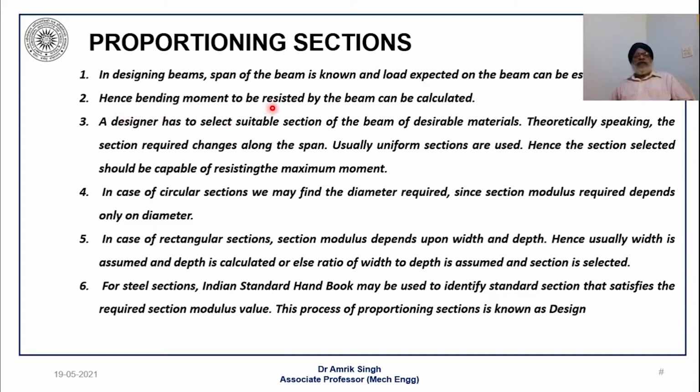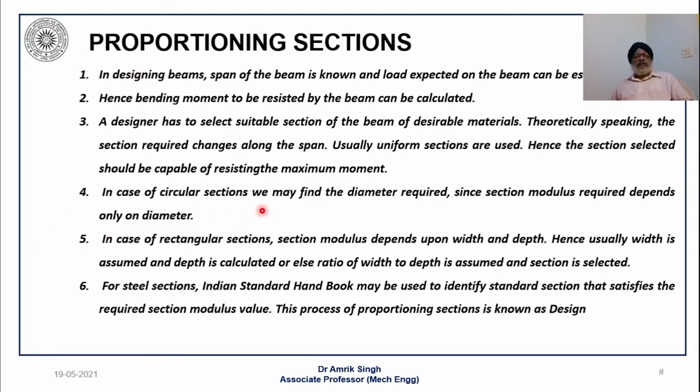Hence the bending moment to be resisted by the beam can be calculated. So a designer has to select a suitable section of the beam of the desired material. Theoretically speaking, the section required changes along the span. Usually uniform sections are used. Hence the section selected should be capable of resisting the maximum moment. So this is what we have seen.